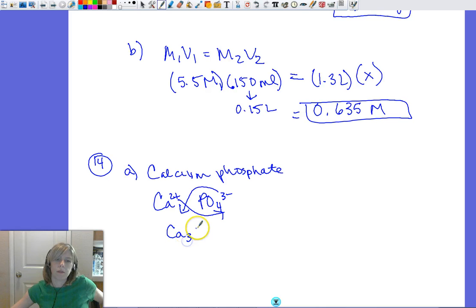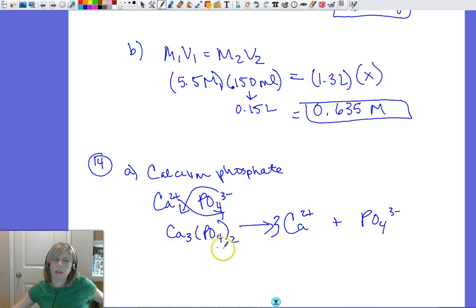So we get Ca3(PO4)2. Now when that dissociates, it's going to dissociate back into the ions that we actually started with. So we have Ca 2+ plus PO4 3-. But now we have to balance it. Here we have 3 calcium, so we need to put a 3 there, and we have 2 phosphates. So this is your final answer.